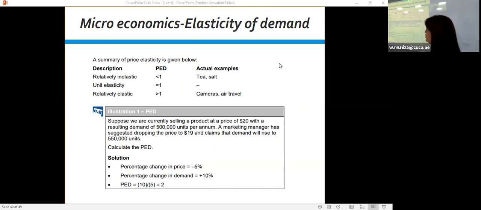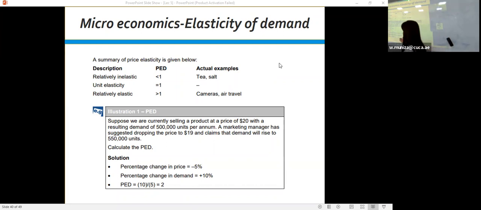How can we calculate the percentage change in prices? A drop in prices from 20 to 19. So what is the percentage change in prices? It's 5%. It has decreased. That is why the answer is negative, but we are going to ignore this negative sign. We have to calculate the percentage change in demand. From 500,000, the demand has increased to 550,000. That is why it is a positive change of 10%. We have analyzed that by decreasing the price by 5%, the demand has increased by 10%.